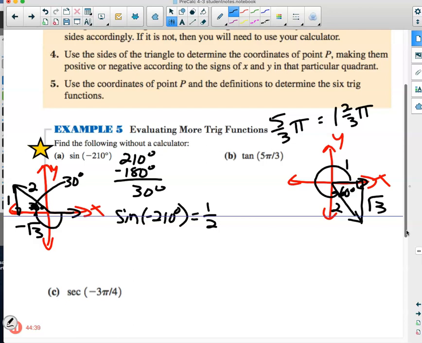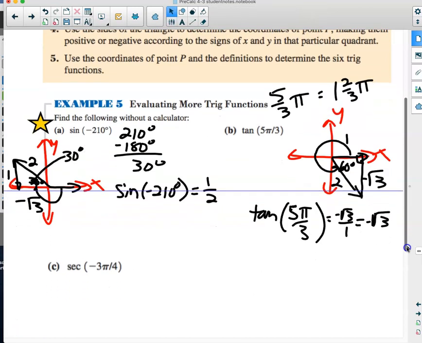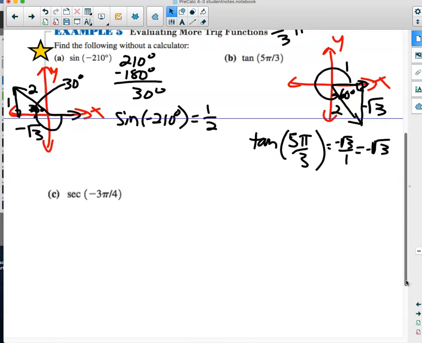And then don't forget to put negatives where they need to be. Fourth quadrant, x is positive because it's going to the right, but y will be negative. And this one was tangent. So for tangent, we need opposite over adjacent. That would be negative square root of 3 over 1, which is just negative square root of 3. So the drawing really helps you think through, hey, how much do I have left here for my reference angle?